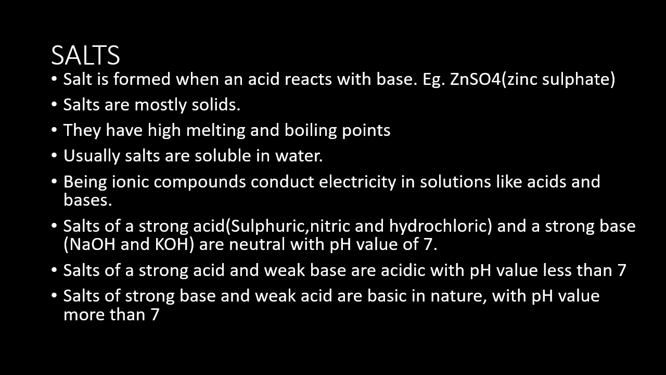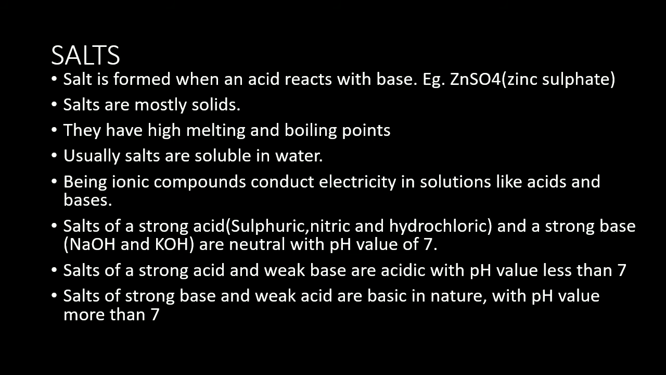Now we'll take the conjugate salts. Salts of strong acids: sulfuric, nitric and hydrochloric. And strong bases: sodium hydroxide and potassium hydroxide. When a strong acid and a strong base combine together, we will get a neutral salt. We will get a salt which will be neutral on pH paper, which will give the pH value 7.